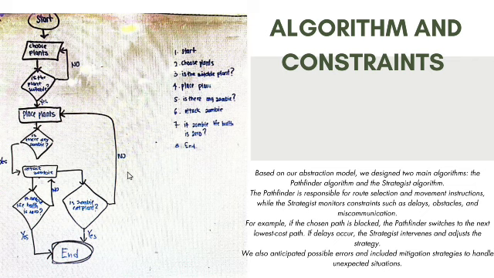Algorithm design and constraints. Based on the abstraction model, we designed two main algorithms: the pathfinder algorithm and the strategist algorithm. The pathfinder is responsible for route selection and movement instruction, while the strategist monitors constraints such as delay, obstacles, and miscommunication. For example, if the chosen path is blocked, the pathfinder switches to the next lowest cost path. If delay occurs, the strategist intervenes and adjusts the strategy. We also anticipated possible errors and included mitigation strategies to handle unexpected situations.